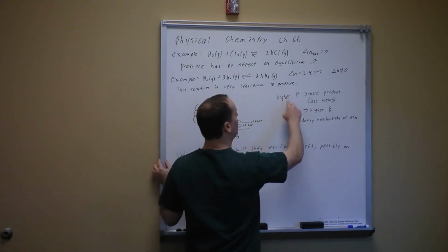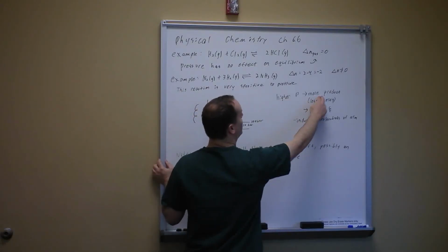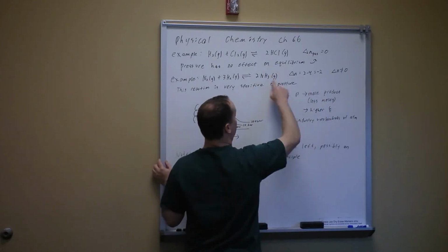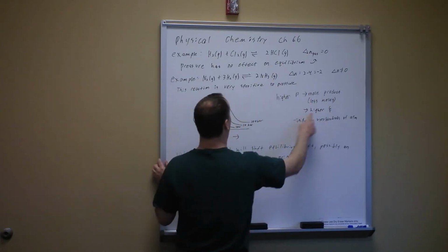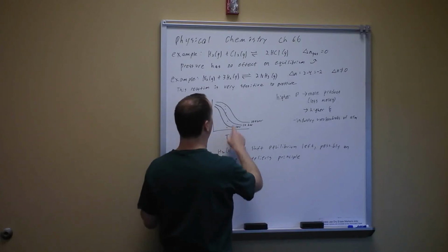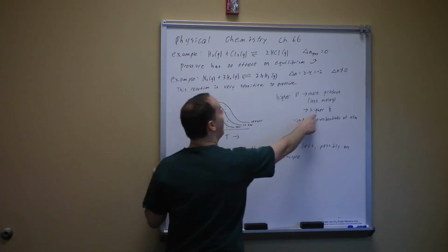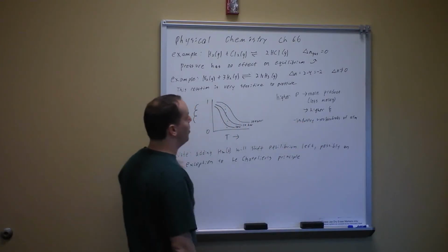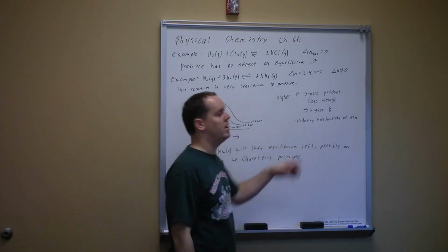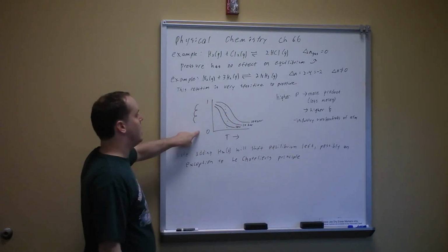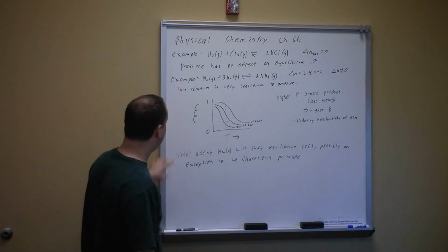So what that means is, at higher pressure, we're going to get more product, because in this case, the product has fewer moles. At any higher pressure, we'll also get higher xi, the extent of the reaction. When they do this for real in industry to make fertilizer or whatever, they use hundreds of atm.